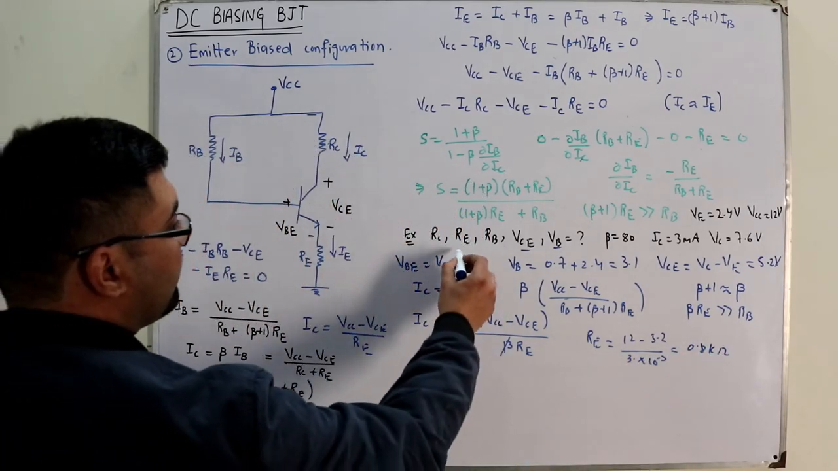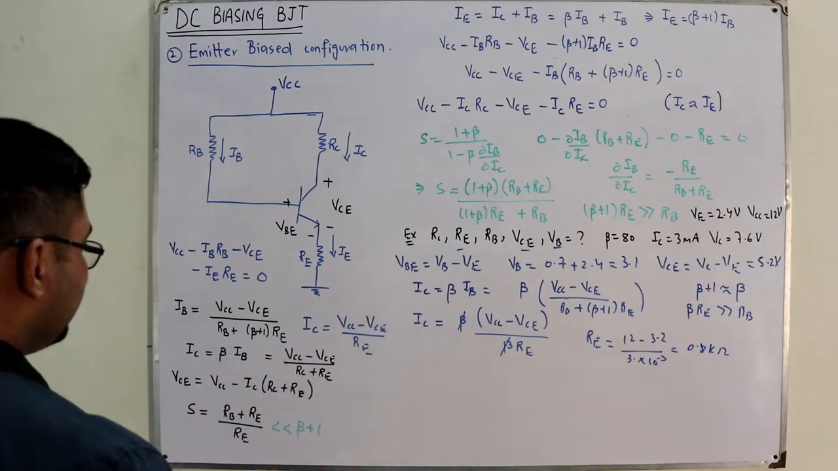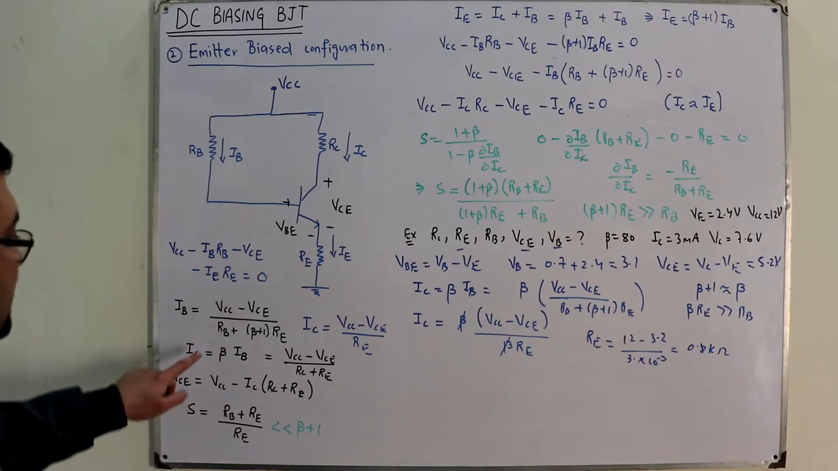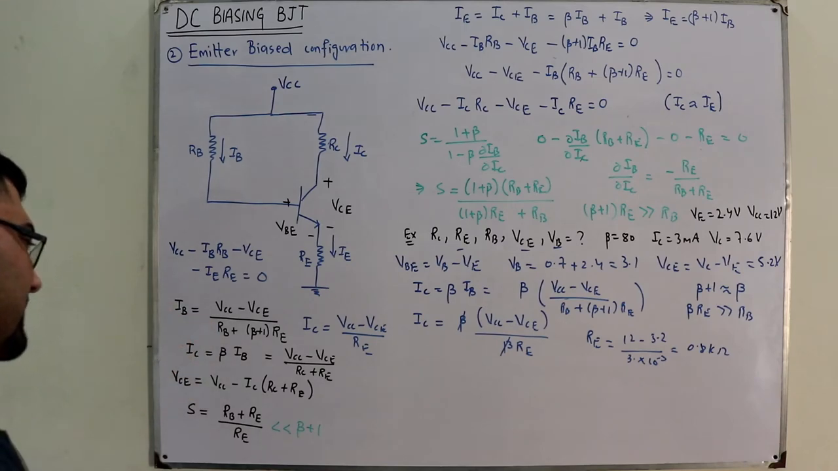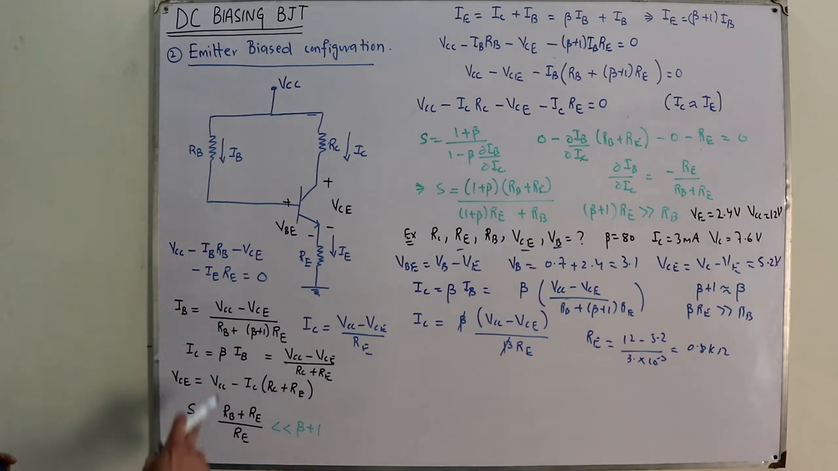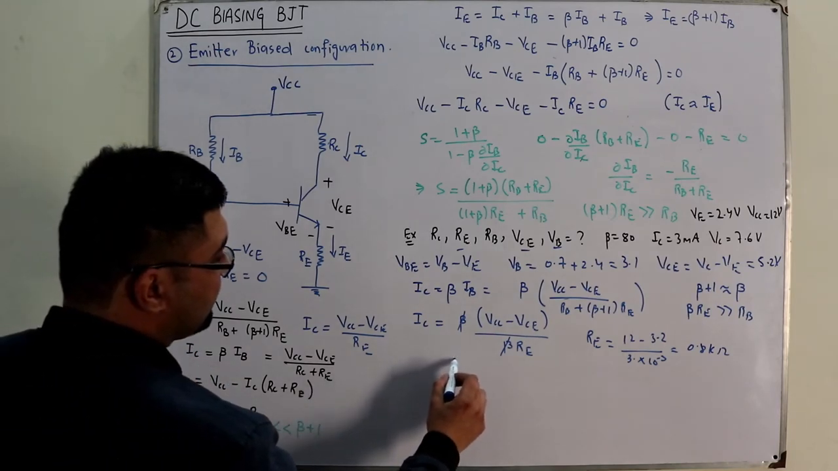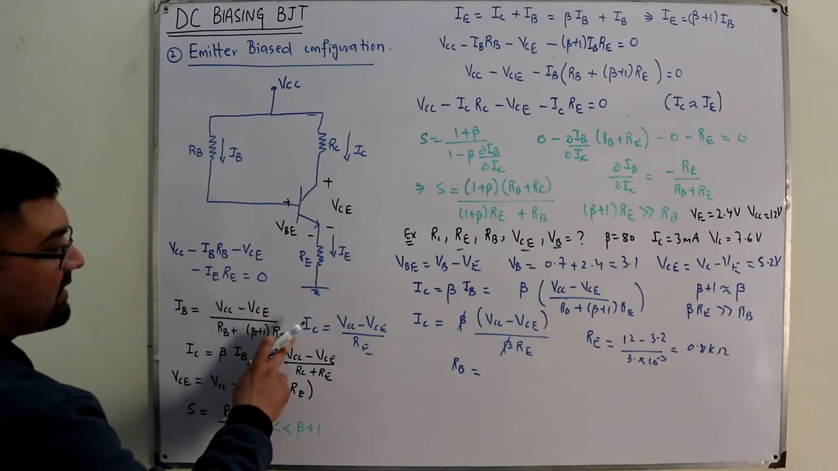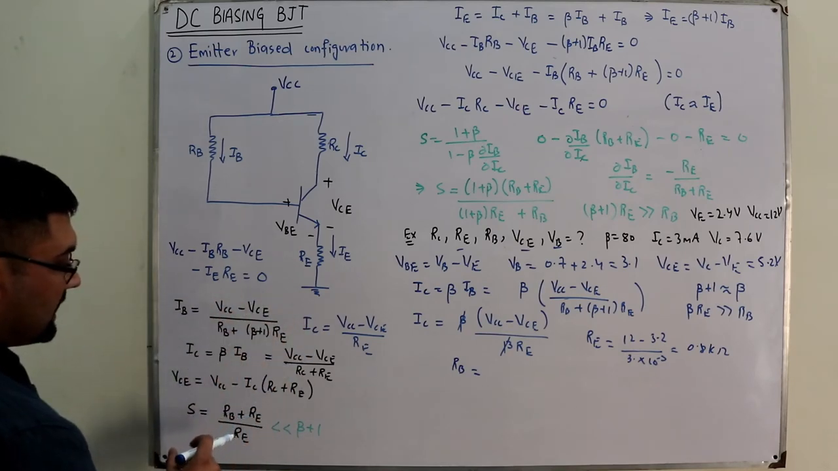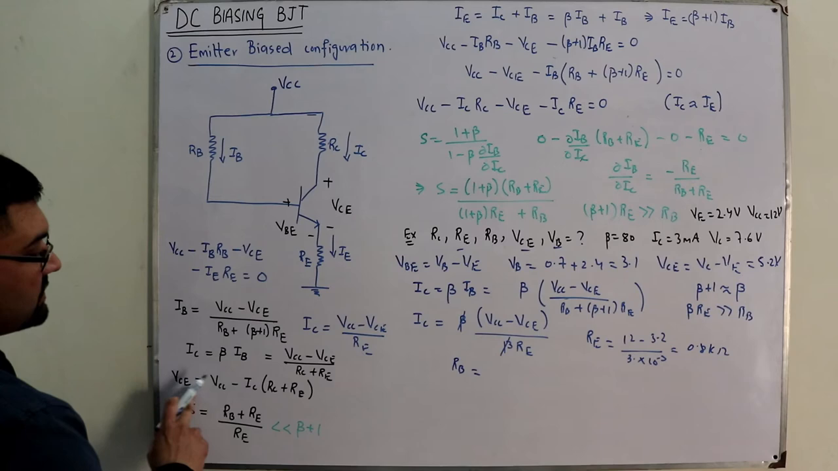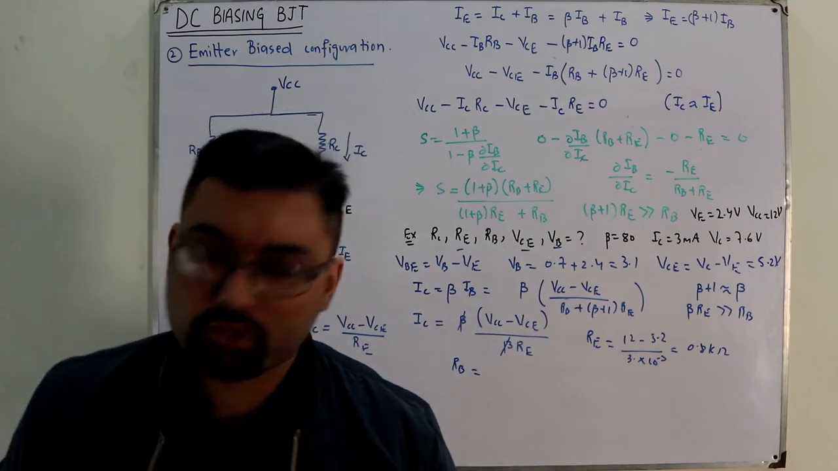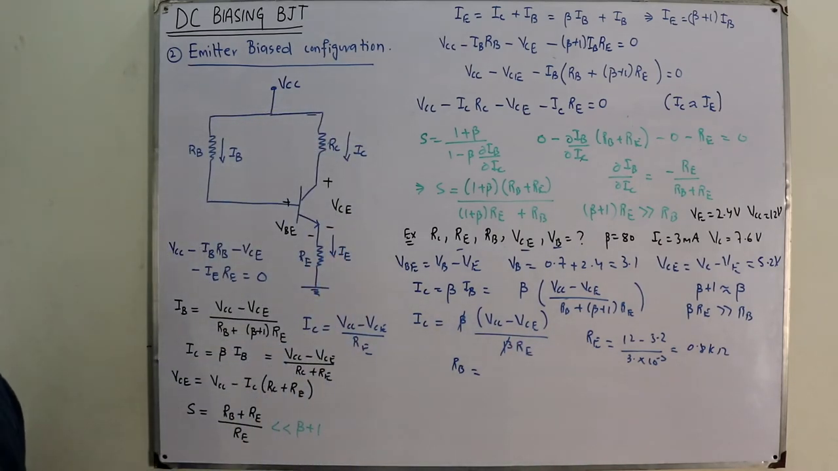So you've got RE. Now for RB, how to calculate it? The beta value is given, so you can calculate it from here. You do it for yourself, okay? I'm just feeling a little tired. You have IB, VCC, VC, beta, RE, so RB you can calculate. Similarly for RC, you can use this equation. You have VC, VCC, IC, and everything. Do it for yourself, please. So this was one example. Let me just have a book example, and that would be it for today.